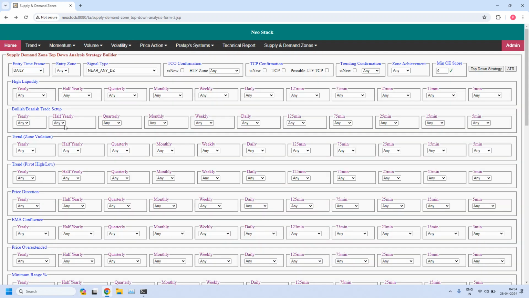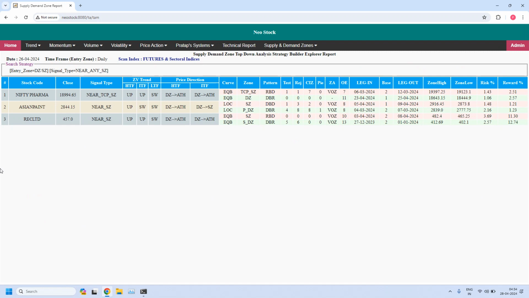So let me go back. Next, for daily time frame, let us find the stocks near daily supply zone. These 3 stocks are filtered. Any high liquidity supply zones from this list? Nifty Pharma, but this is an index. No, we don't have any high liquidity supply zones from this list for planning our trades. So let me go back.